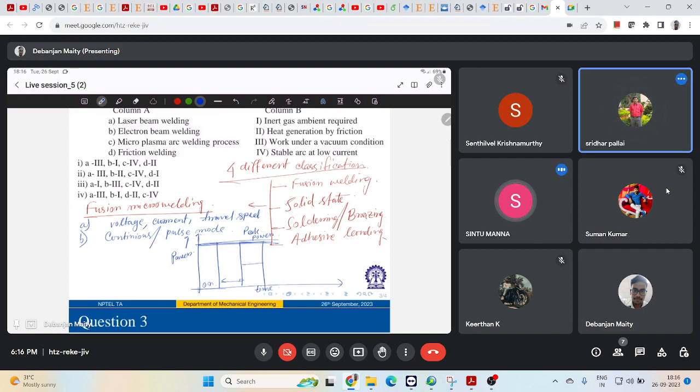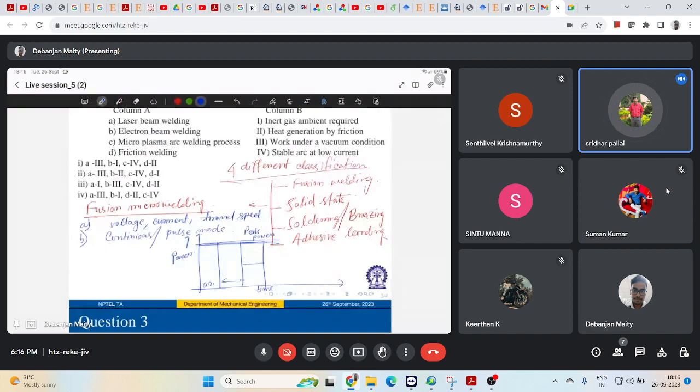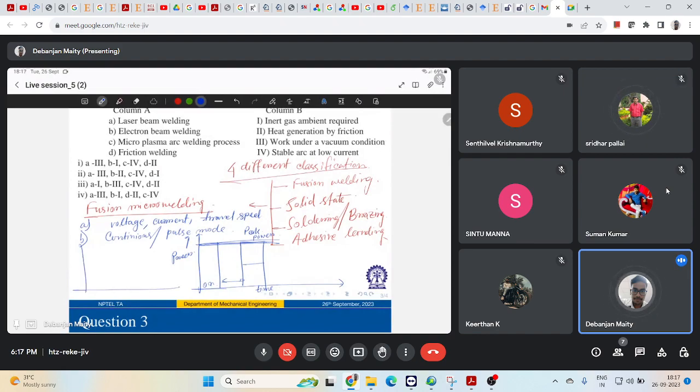Yes, sir. In continuous mode, the voltage will be continuously constant, so you will have continuous power flowing. There will be no on and off kind of thing. You will basically be flowing your current continuously over time.